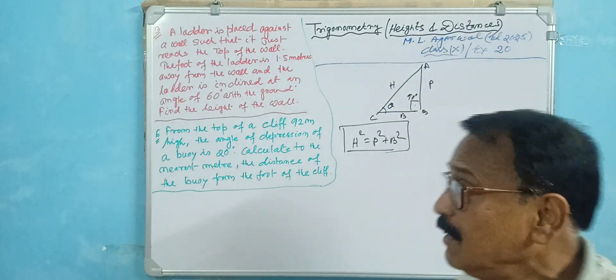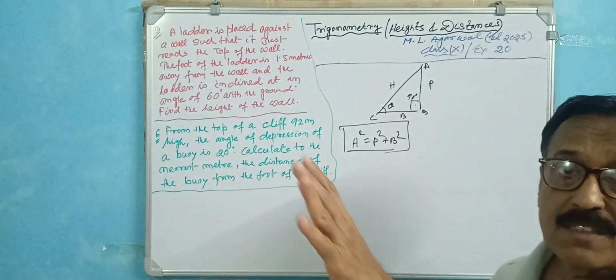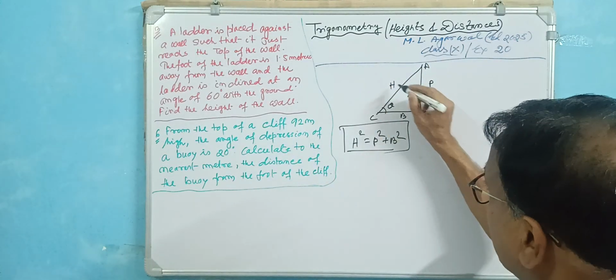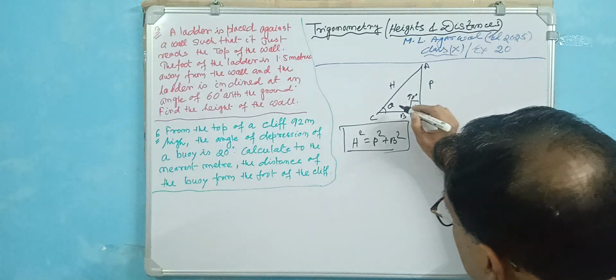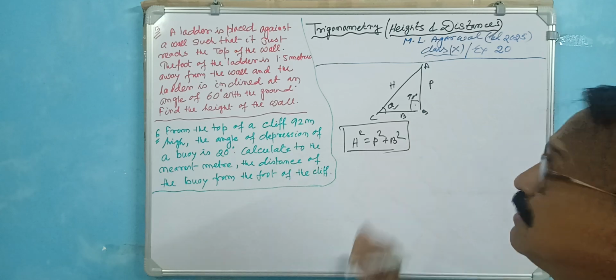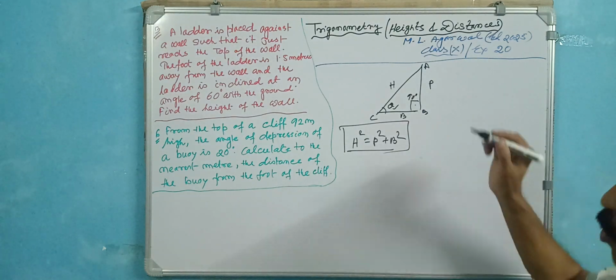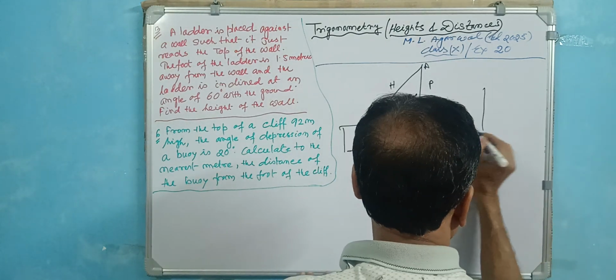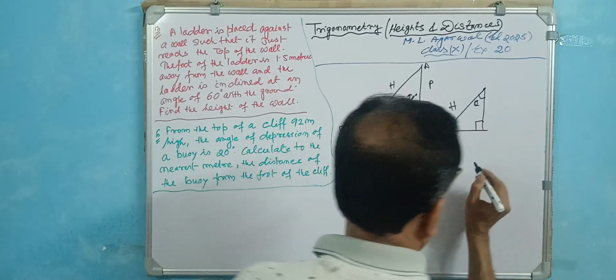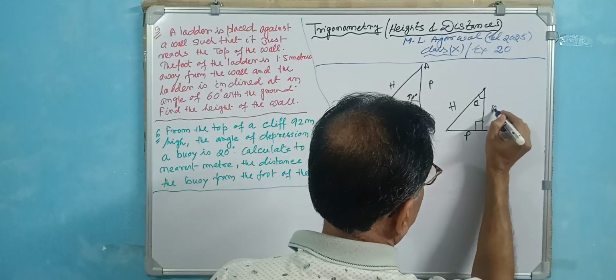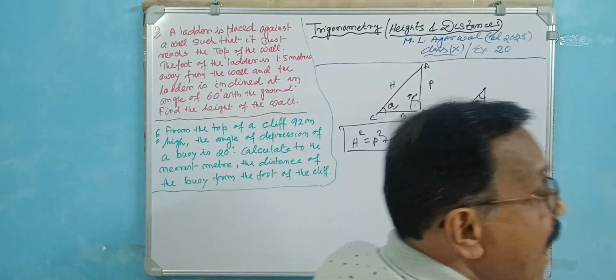So for that reason, your idea about this matters. Which one is the hypotenuse? Just opposite to the right angle. Which one is the perpendicular? Which one is the base? If you take this as theta, the side just opposite is the perpendicular. Suppose this is 90, this is the hypotenuse, but if you take this as theta, then this is perpendicular, this is base, and this is hypotenuse.